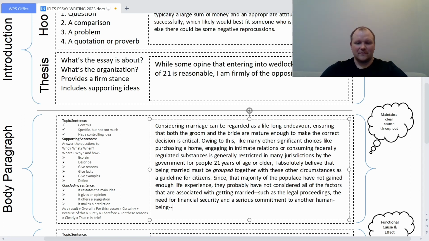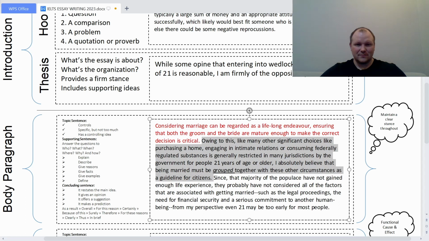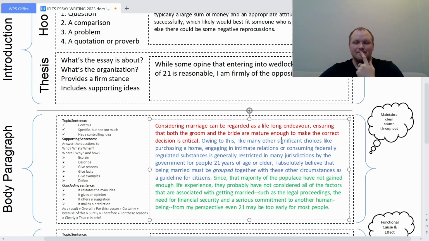21 from getting married, from my perspective, even 21 may be too young, too early for most people. Okay, so this is only 3 sentences, I think, right? We got 1, 2. So this is way too big. 3. So, concluding sentence. Surely, let's put surely.